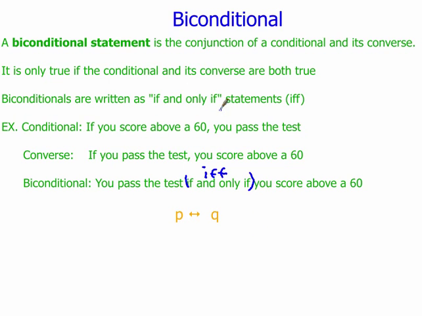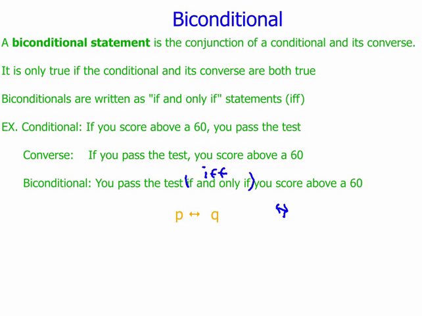So that's all a biconditional is. It's an if and only if statement. It's only true if the conditional statement and its converse are both true. And it's written as P if and only if Q. And if and only if is represented by a line with two arrows on it. Okay, so that's all there is to a biconditional.